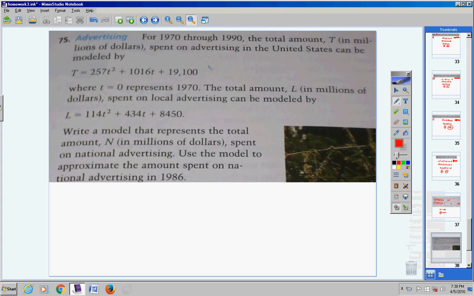Okay, students, number 75, another word problem. It's actually pretty simple, guys. Let me explain this to you. And I think you'll be fine with this. From 1970 to 1990, the total amount spent in advertising is represented by this. Now, when it says the total amount spent advertising, it means locally and nationally.